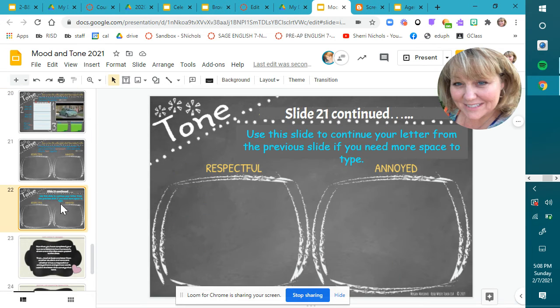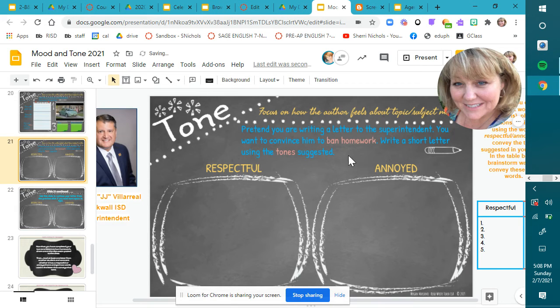And then we have another set. Use this slide to continue your letter from the previous slide. Okay, so on this slide, you're going to write a letter. And you have two slides you can work on for this. So focus on how the author feels about the topic. This time you will be the author. Pretend you are writing a letter to the superintendent. Our superintendent is J.J. Villarreal, and you want to convince him to ban homework.